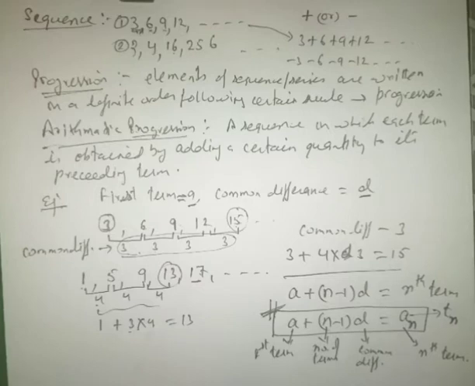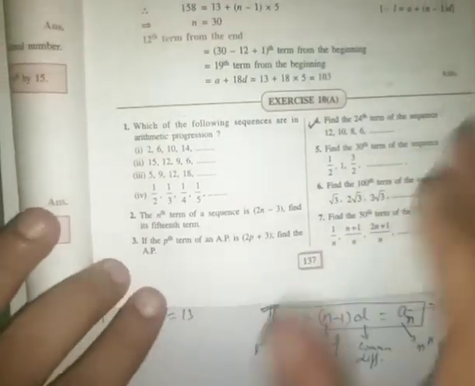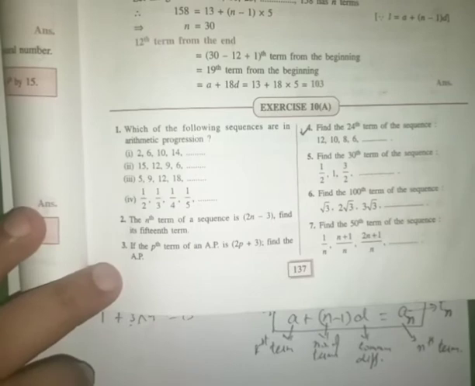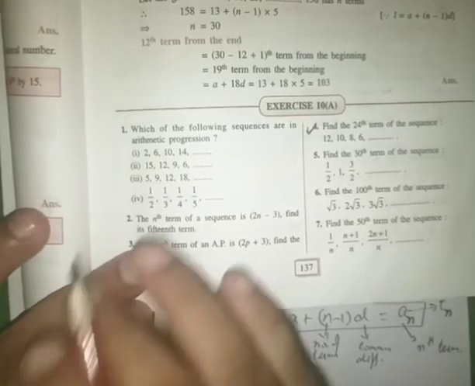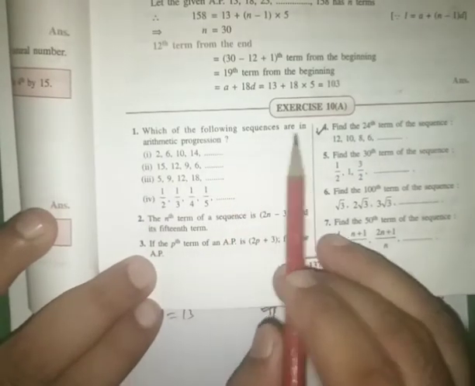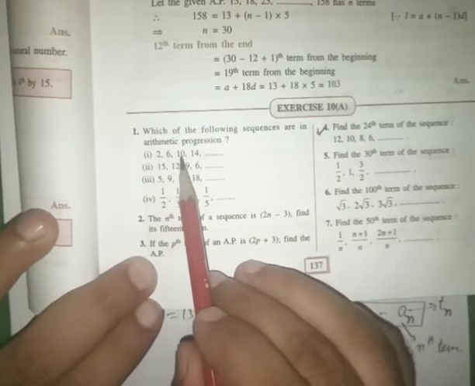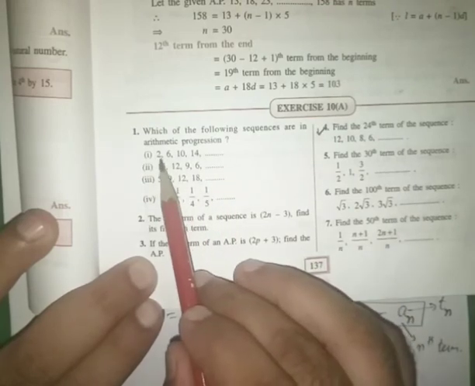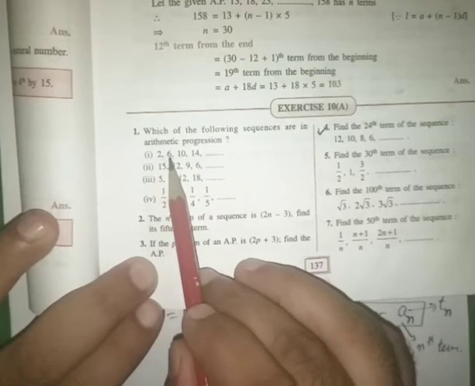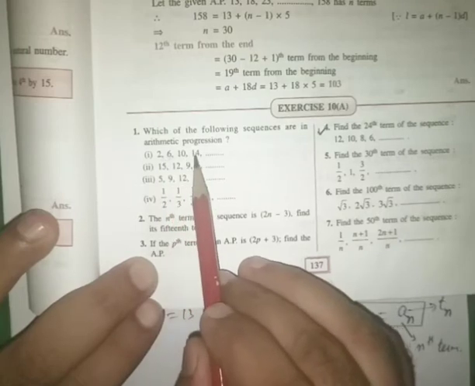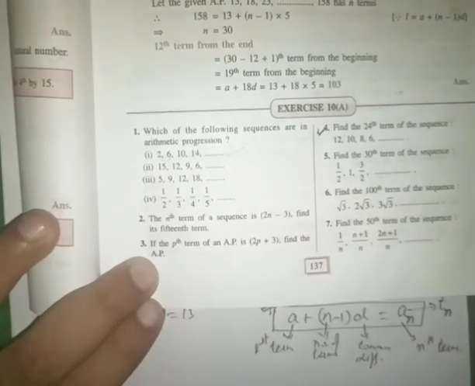Now I'm taking your exercise. The first question is, which of the following sequences are in AP, arithmetic progression? So 2, 6, 10, 14. Here the common difference is 4. So 2 plus 4 is 6. 6 plus 4 is 10. 10 plus 4 is 14. So yes, this first one is an AP.